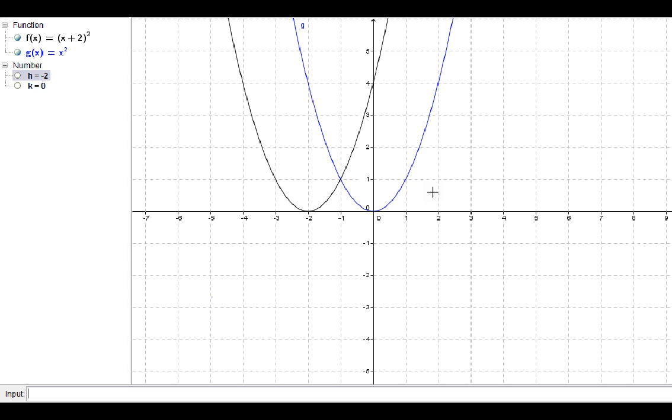So whatever the h is, whatever it says, it's actually doing the opposite. If it's a positive inside of the parentheses, that means I need to go to the negative side to get it. And if it's in parentheses, that means it's left or right. So outside of parentheses is up, down. Inside parentheses is left, right.